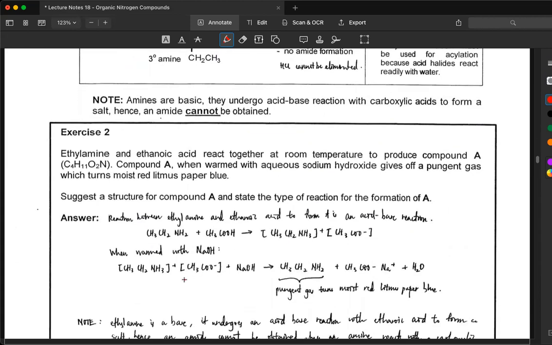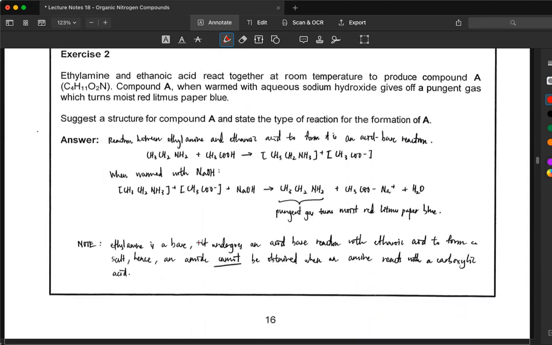And when warmed with sodium hydroxide, the pungent gas is produced. The pungent gas has to be ethylamine, which is basic. And you form a sodium ethanoate salt, and of course, you have water produced. So ethylamine is a base. It undergoes acid-base reaction with ethanoic acid to form a salt.